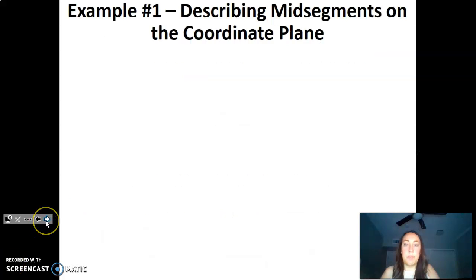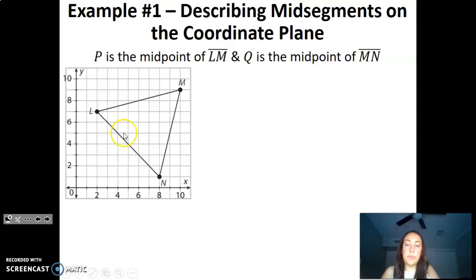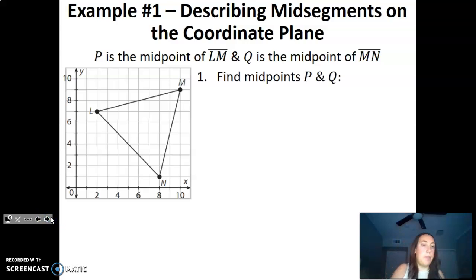So we're going to do 3 examples. The first example, we're going to show that those properties are true. So we have a triangle here. P is the midpoint of LM, so this top side, and Q is the midpoint of MN, so this right side. Let's go ahead and find those midpoints.